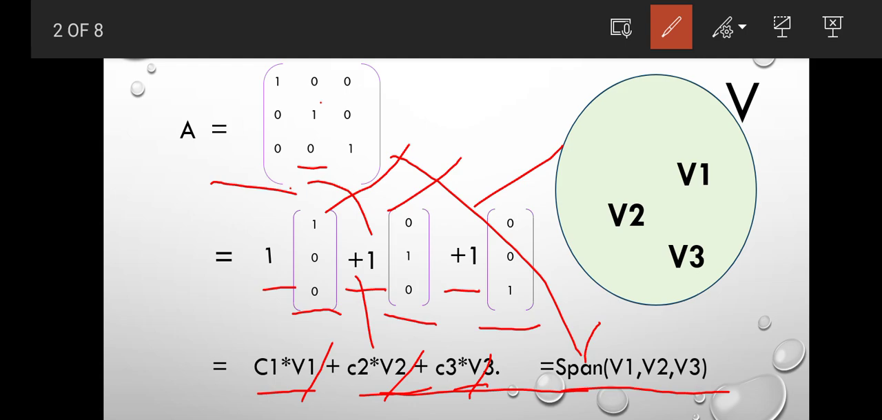Here v1, v2, v3 are independent vectors, which means we cannot obtain v3 using v1 and v2, and v2 using v1, and so on. So these are independent vectors. Let's enter into the theorem.